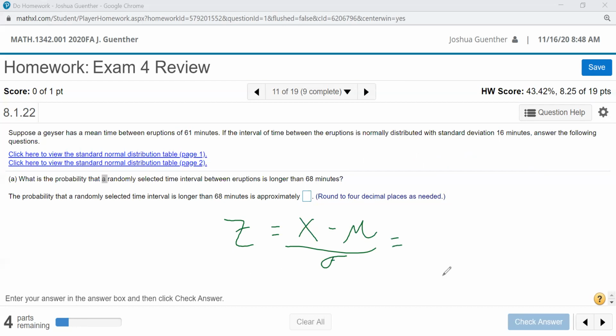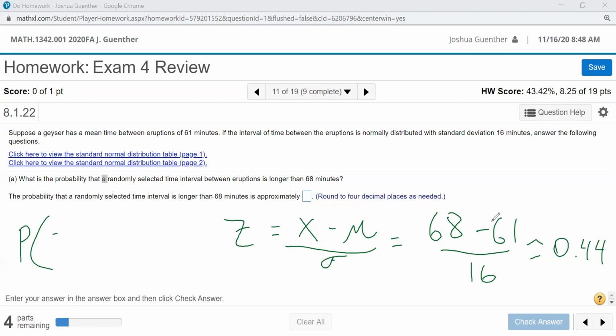So let's see. First, we get our z-score. X is 68. The mean is 61. The standard deviation is 16. We will round our z-score to 2 decimal points, and it's going to be 0.44. And then it wants to know the probability that's longer than 68 minutes. So ultimately what we want is the probability of a z-score being greater than 0.44.